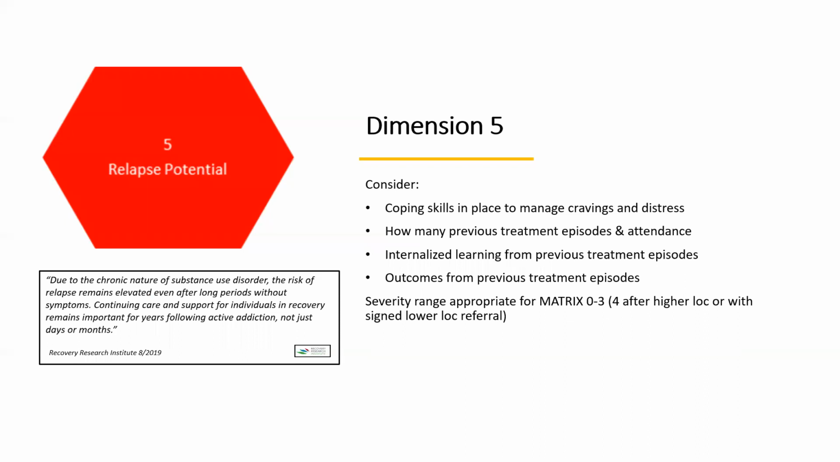Dimension 5, relapse, continued use, continued problem potential. Here, we consider whether the client has current coping skills in place to manage cravings and distress, whether they have internalized the things they have learned in previous treatment episodes, or have they memorized the words and phrases. How many previous treatment episodes has the client experienced? How has their attendance been? And what have the outcomes been of these previous treatment episodes? Severity ranges appropriate for Matrix: 0 to 3, or a severity range of 4 after higher level of care or with assigned lower level of care referral.